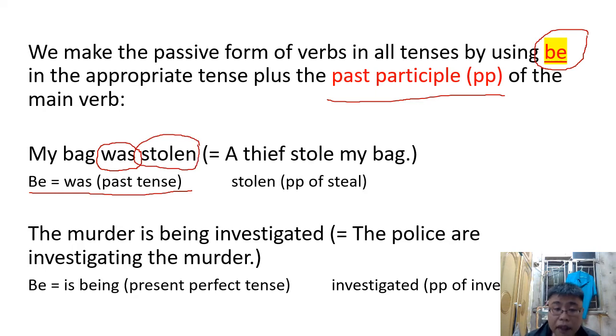And in the second sentence, the murder is being investigated. Here, the tense is present perfect tense, so the verb is in the form of is being. And the PP, past participle, of investigate is investigated.